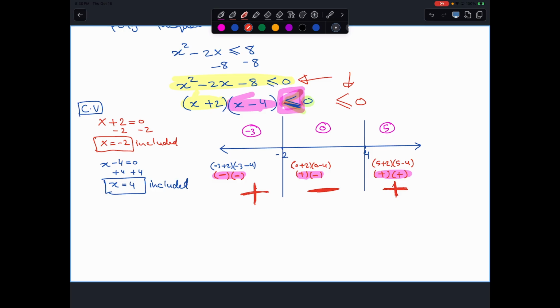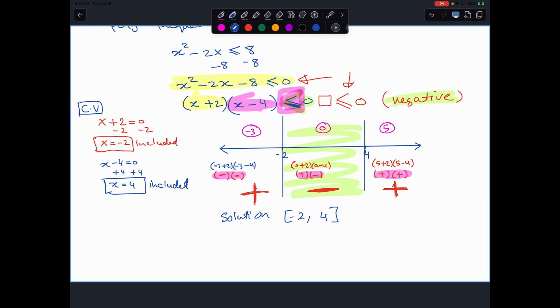This reads as: these two factors should be less than or equal to 0. So less than 0 means positive or negative? It means negative, right? Now, which interval is negative? The one in the middle. That's right. So that is our interval. That is the solution, which is from negative 2 to 4.